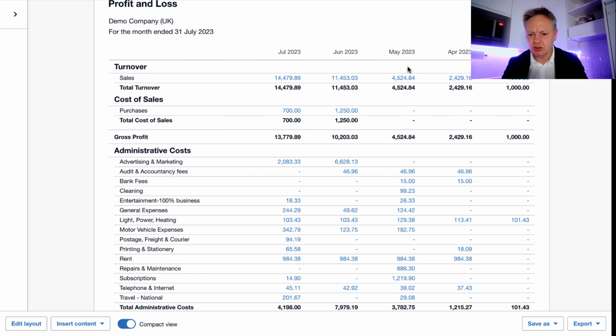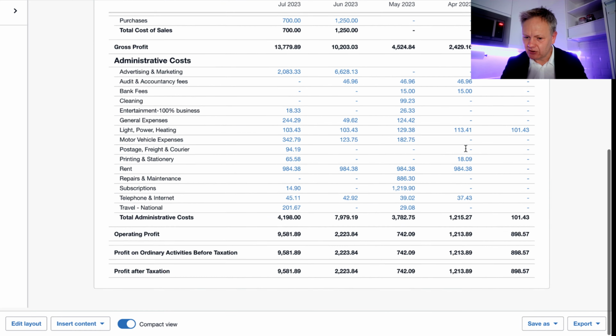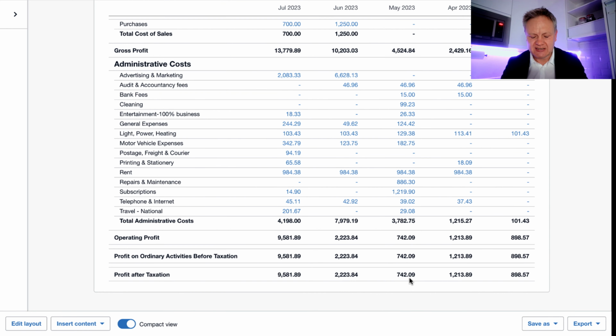And that issue is around, if I look at these 2 months, the turnover in May 2023 was 4,500. April was 2,500, near enough. So you would expect that May 2023 would have more profit. But actually, if you go down, you'll notice that the profit is 742 versus 1213. Back to my point.